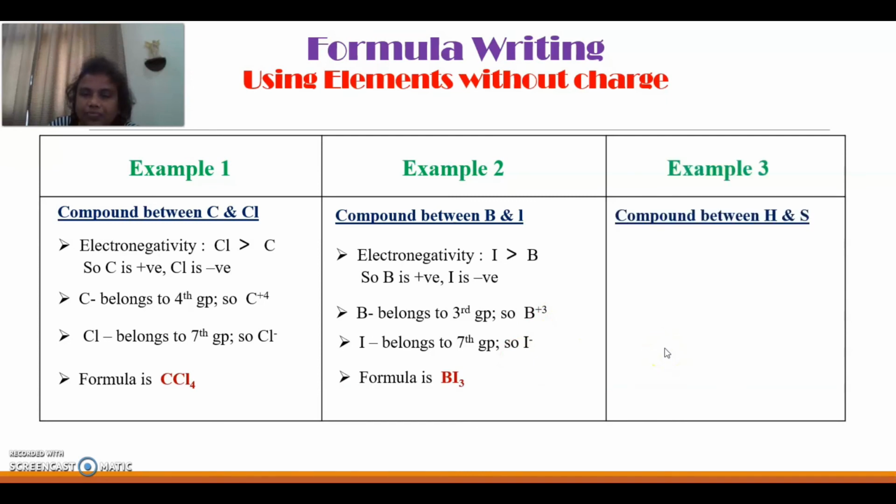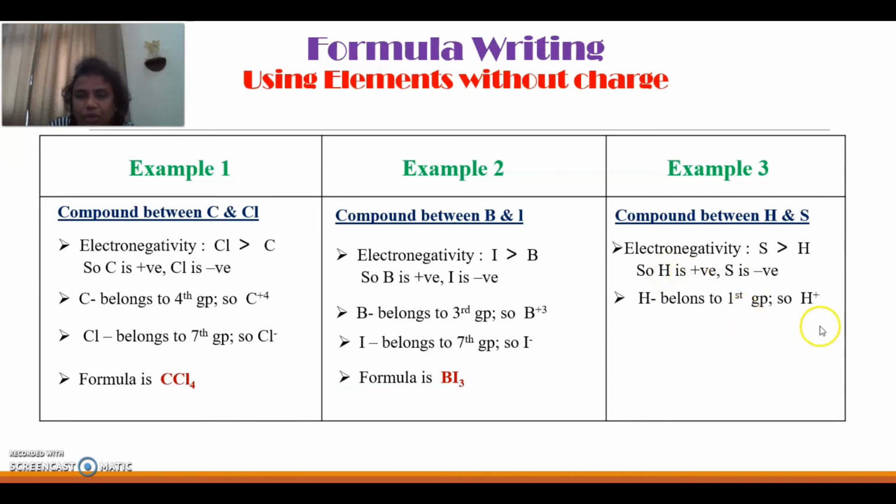The third one, between hydrogen and sulfur. Again find the electronegativity. Hydrogen 1st group, sulfur 6th group. That means sulfur should be more electronegative than hydrogen. So hydrogen positive, sulfur negative. Hydrogen 1st group, so plus 1. Sulfur 6th group, so it is negative 2, it is sulfide. So I have the numbers and charges. Now I have to write the formula. This is the end of the formula writing for inorganic chemistry.